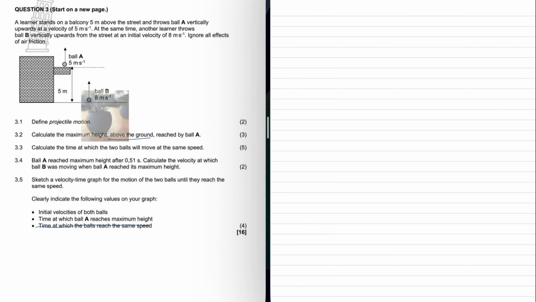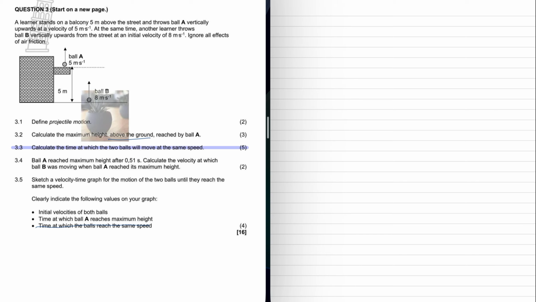So I had gotten a few messages regarding question 3.3, particularly why was it removed and can it be solved? So I thought I'd make a video going through it. Question 3.3 reads: calculate the time at which the two balls will move at the same speed. At first glance, the question doesn't seem that problematic, right?